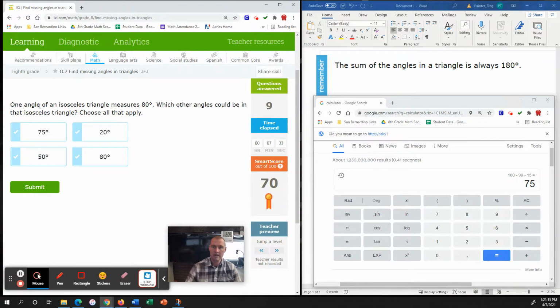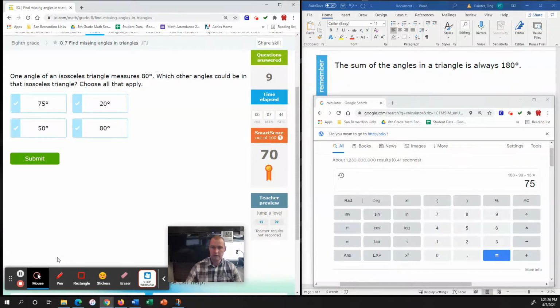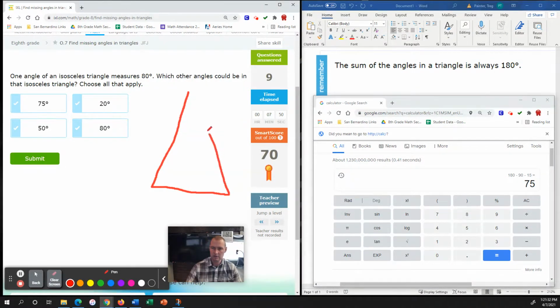So here we go. One angle of an isosceles triangle measures 80 degrees. What other angles could be in that isosceles triangle? Choose all that apply. What I'm going to do is draw this one out to see what an isosceles triangle looks like. First of all, an isosceles triangle is a triangle that has two sides that are the same. Now, they're only telling us one angle is 80.